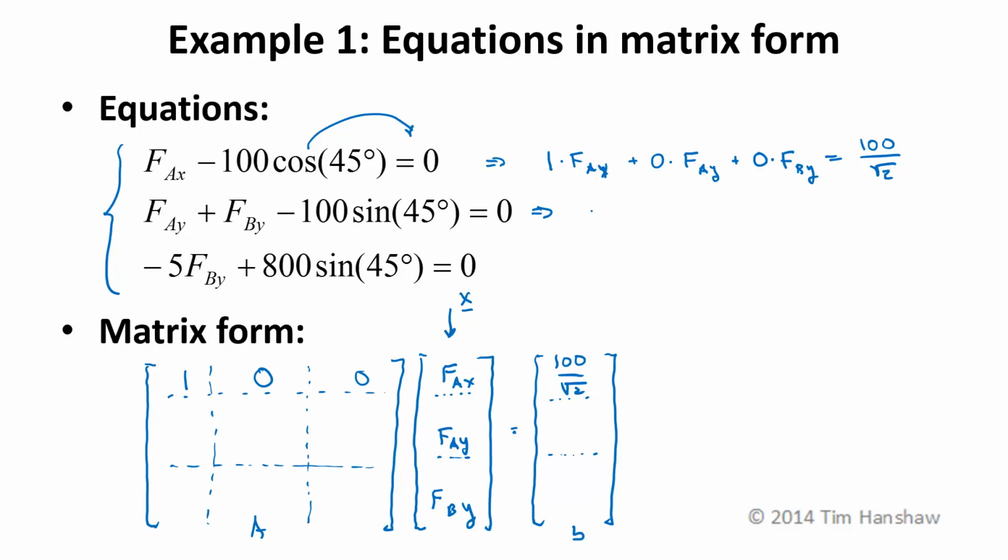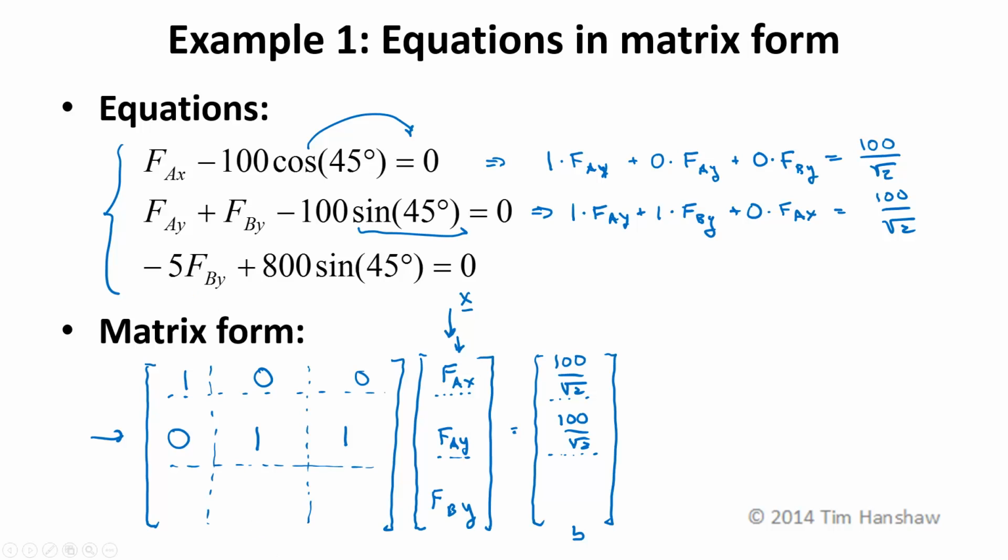I can rearrange the second equation in the same way. This is 1 times Fay plus 1 times Fby plus 0 times Fax, because Fax doesn't show up in this equation, is equal to 100 over root 2, because the sine of 45 degrees is also 1 over root 2. So if I multiply this row times this column, I get 0 times Fax, 1 times Fay, 1 times Fby is equal to 100 over root 2.